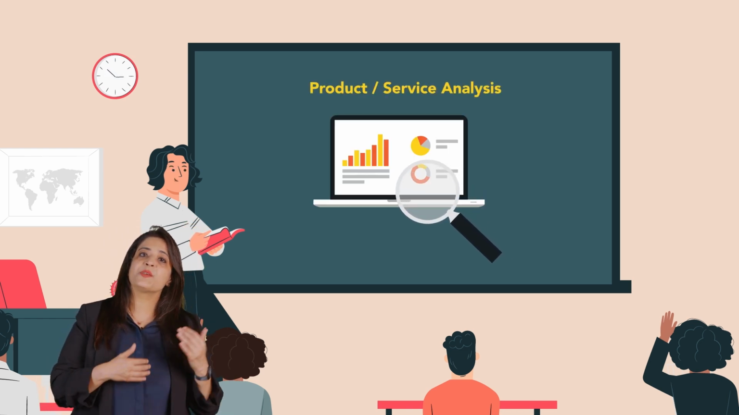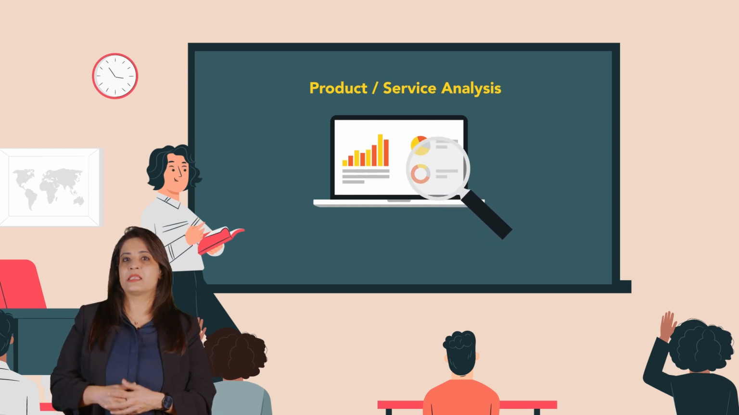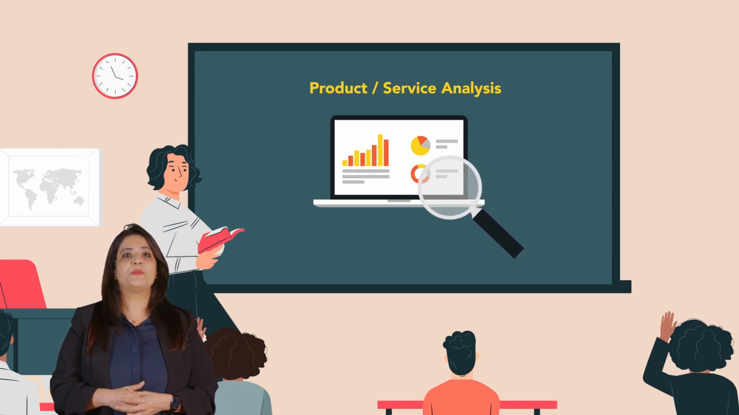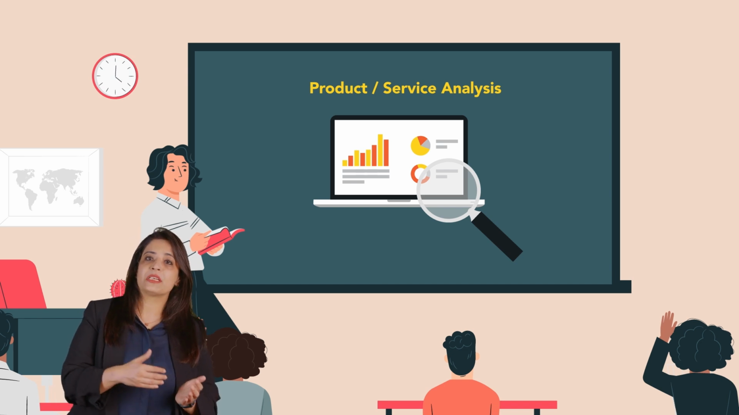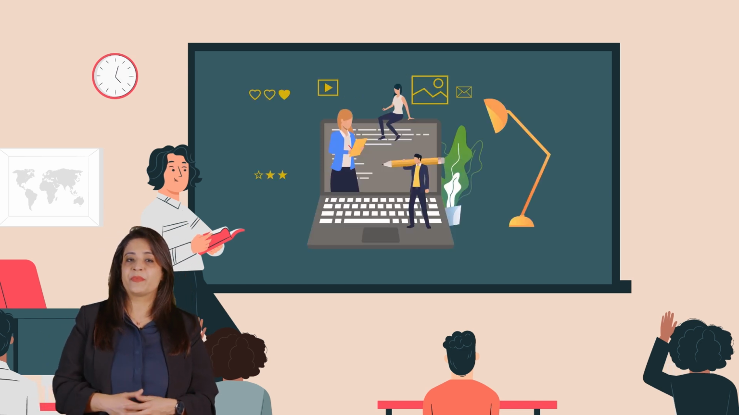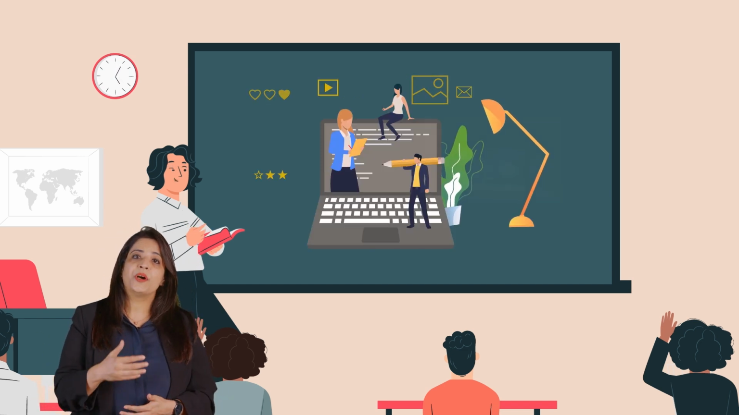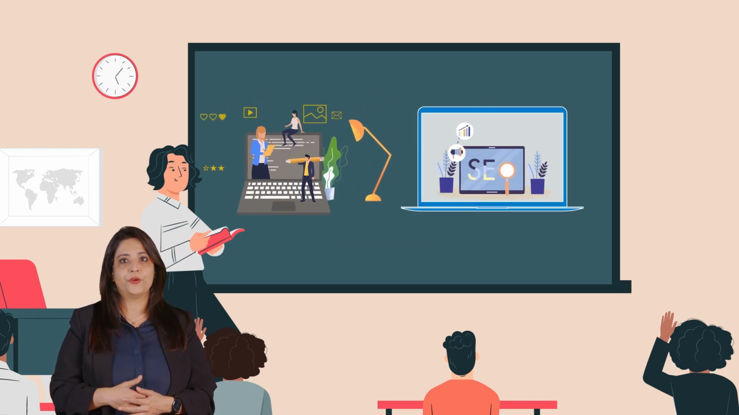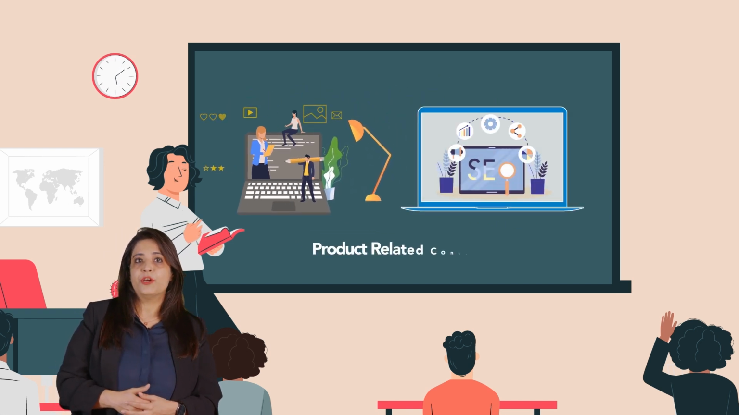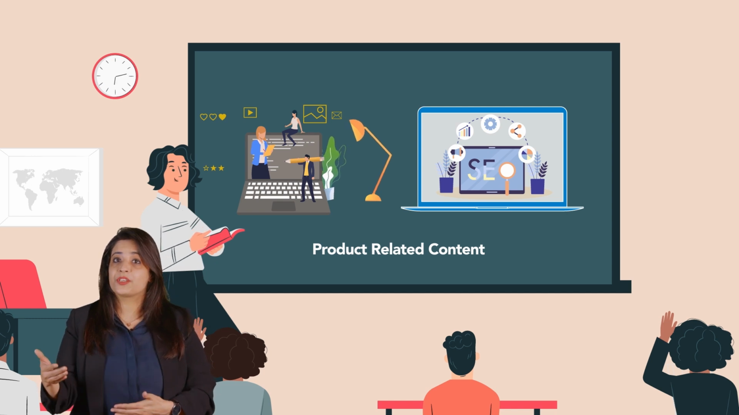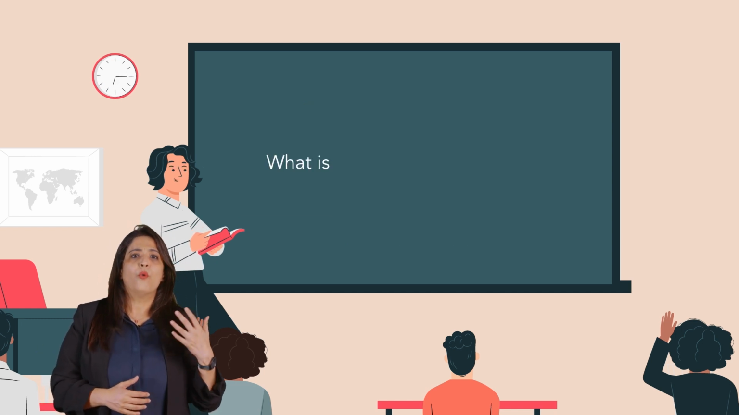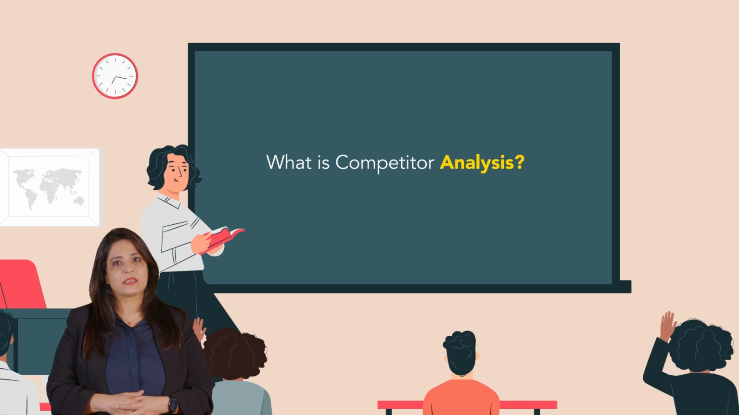Next we have the product or service analysis. After user persona definition, there is a need to have a product and service analysis. This analysis will work as input for the SEO and content team to write product-related content and optimize it later. What is competitor analysis?